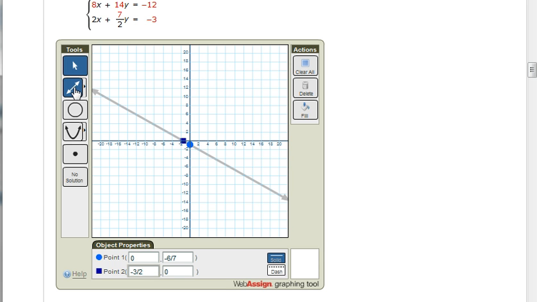Now we go to the second equation, choose the line tool. When x equals 0, y will equal negative 6/7. And when y equals 0, x will equal negative 3/2.